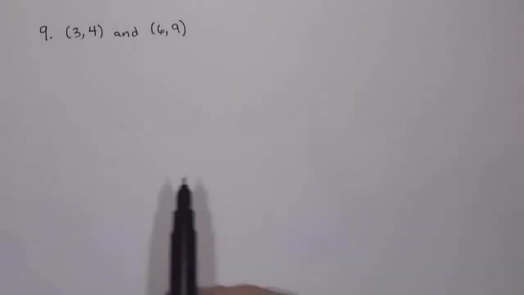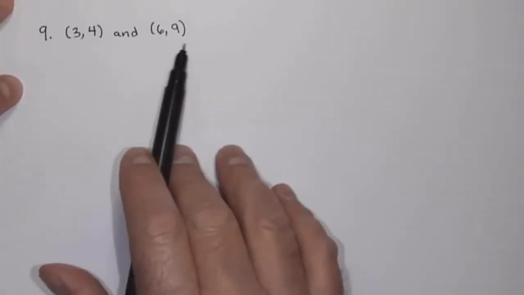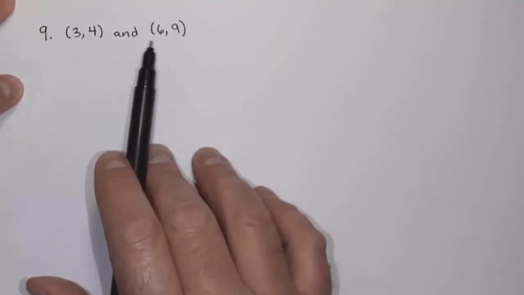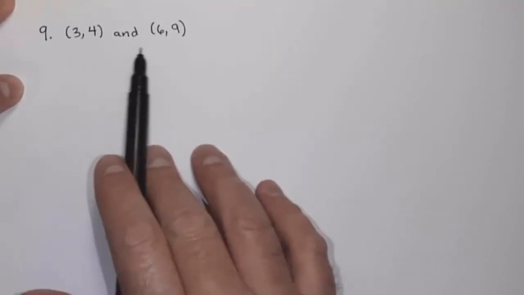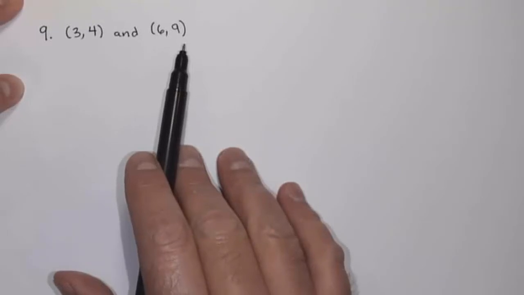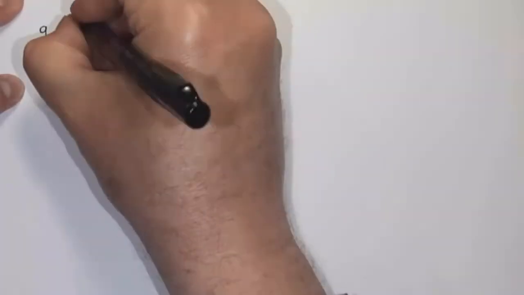So we're trying to find the equation of the line that passes through these points, okay? To find the equation, I need to know the slope and the y-intercept. So I'm going to start by finding the slope.